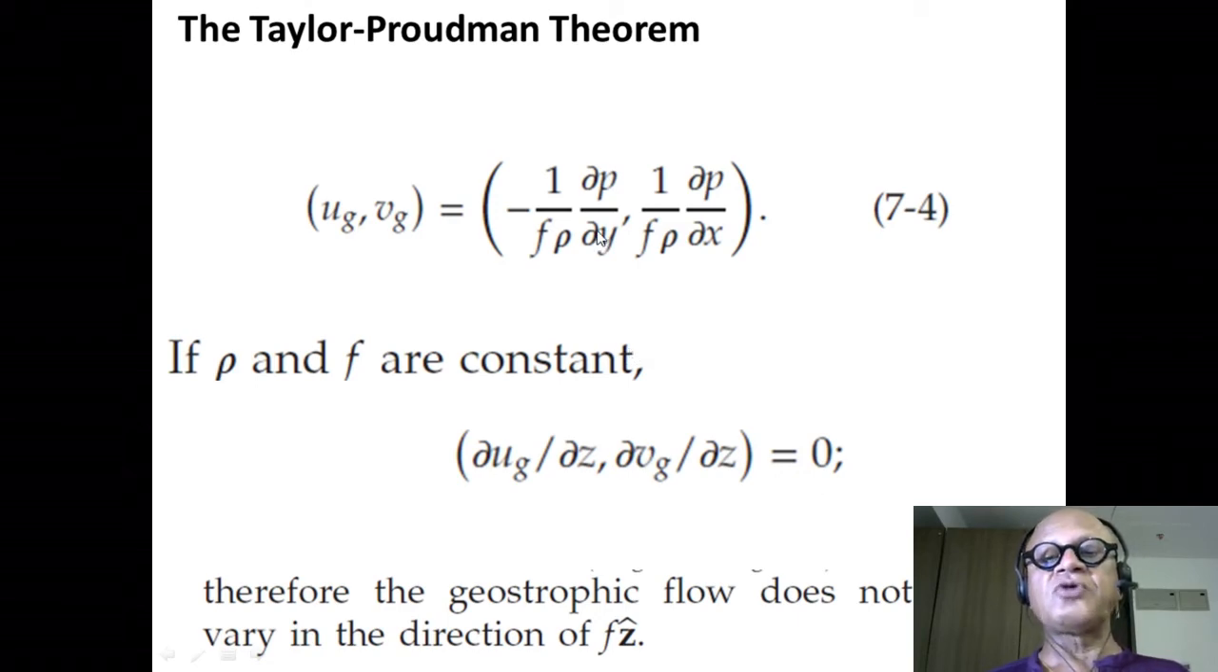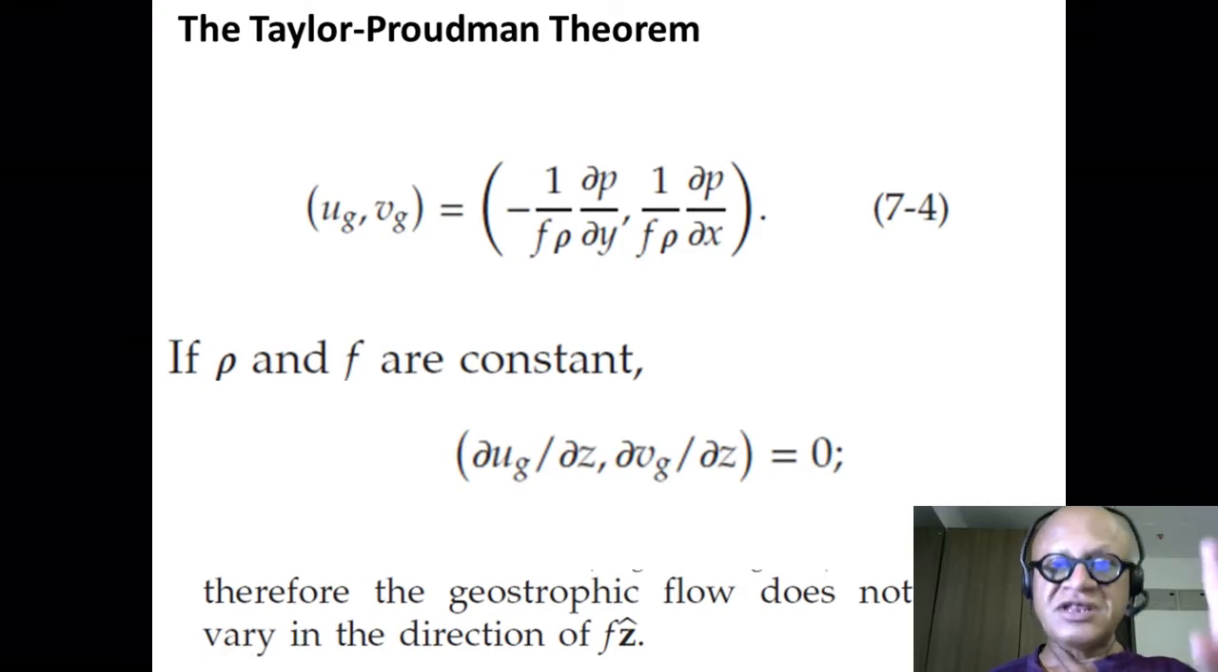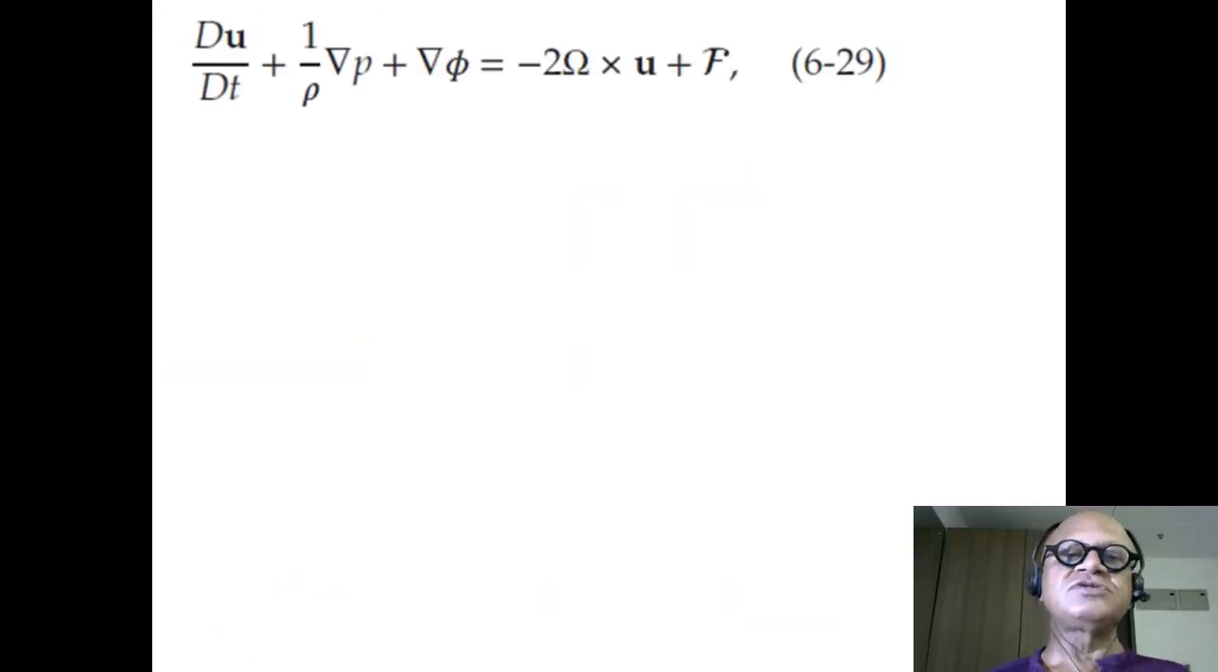Okay, so how do we do that? You replace dp/dz here with minus rho g and dp/dz here with minus rho g, and rho is constant, g is constant, so obviously they don't have gradients in x and y. Remember, rho is already constant and f is constant. So you end up with du_g/dz and dv_g/dz both being equal to 0. Both are equal to 0. So neither u nor v is varying in the z direction when f and rho are constant.